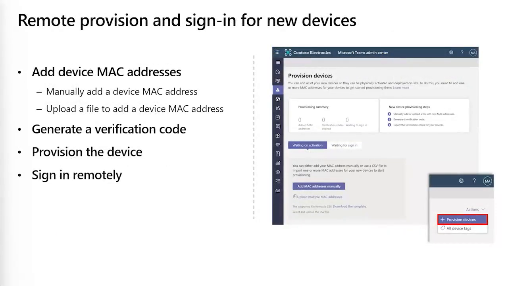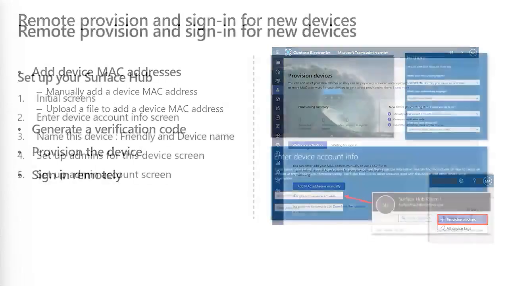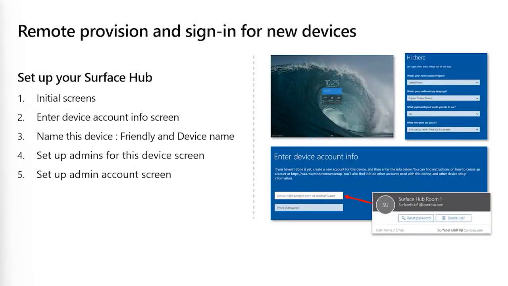We can set up remote provision and sign-in for new devices based on the device's MAC address. We get a verification code which we would enter at the device. We can add MAC addresses manually or upload multiple MAC addresses in a CSV file. Here's what remote provision and sign-in for new devices looks like.